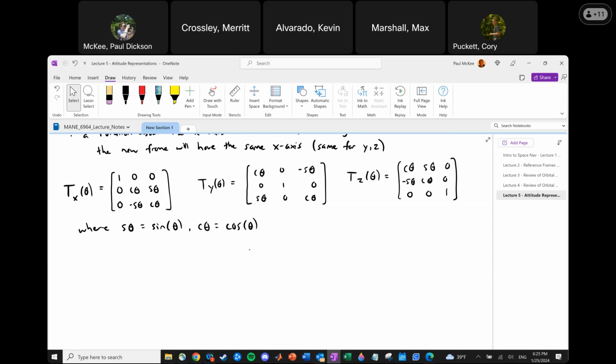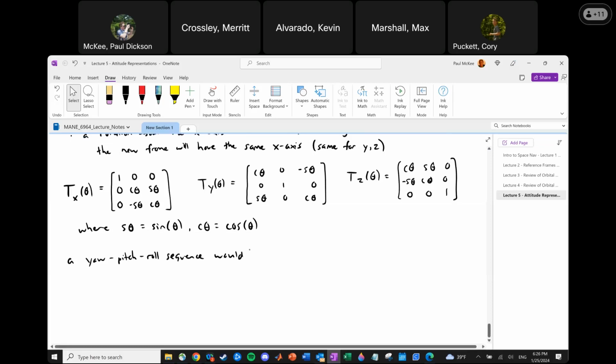So to put this together, a yaw, pitch, roll sequence would look like, I'm just going to call this T, and this is a ZYX rotation. First, we're rotating about Z, some theta 1. Then we're rotating about Y, some amount theta 2. Then we're rotating about X, some amount theta 3.